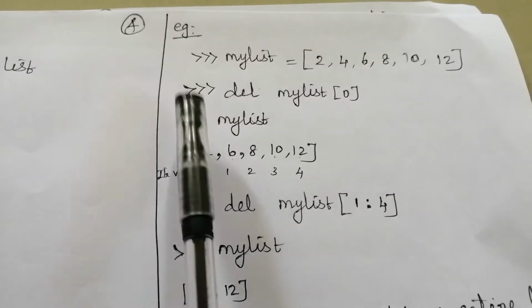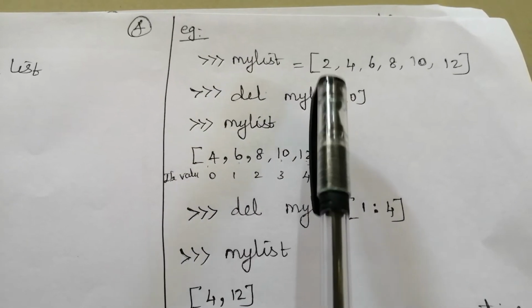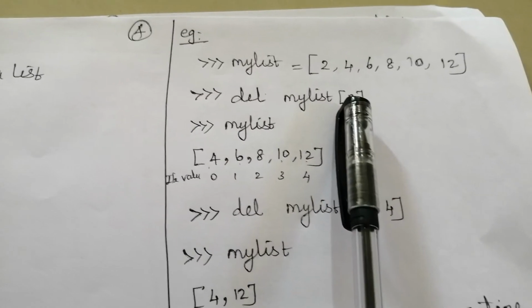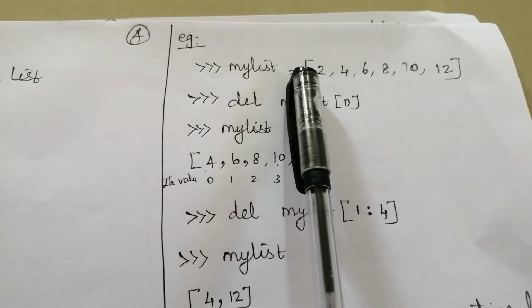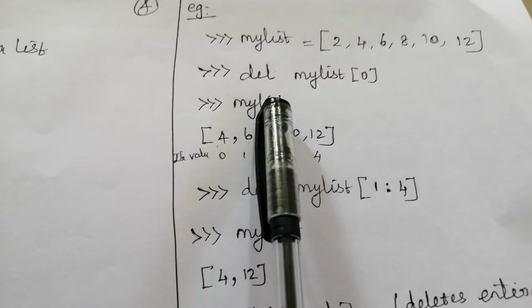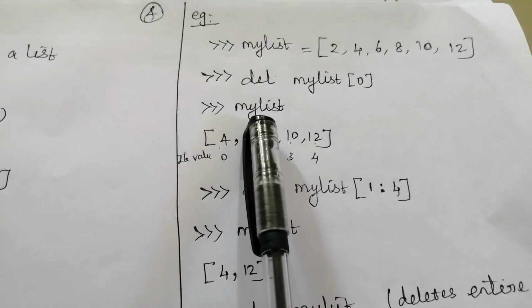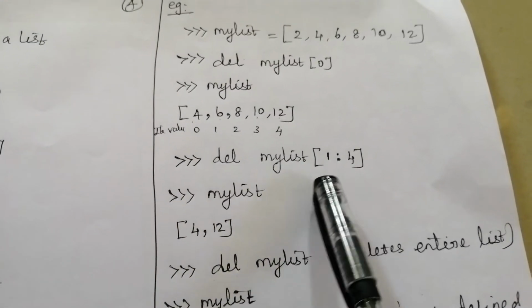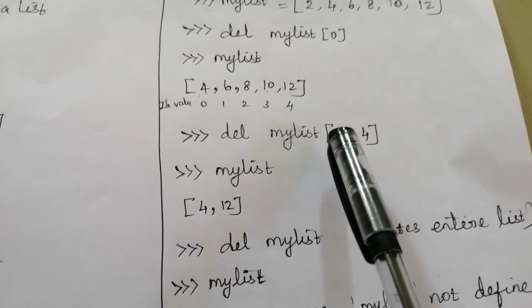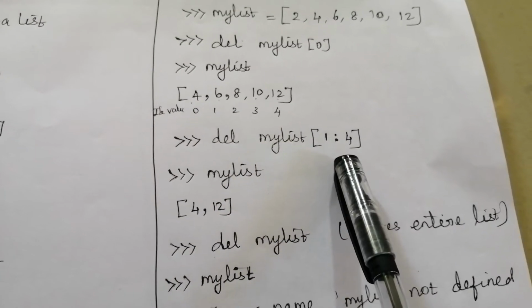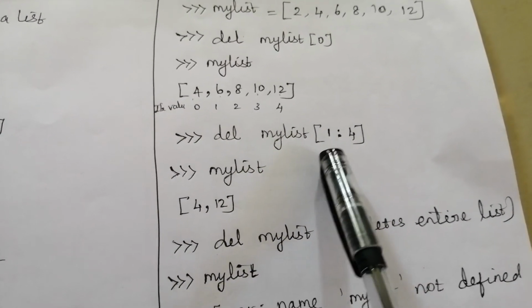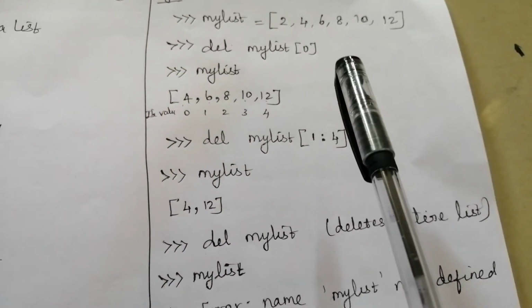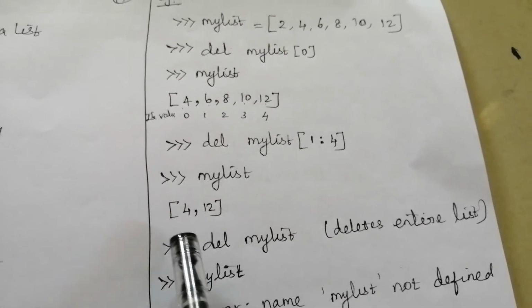Consider this example. I have created my list. I am going to delete only one item from the list. I have specified the index value 0. This 2 has been deleted from the list. After that I have displayed the output here. This is my list. Next I am going to delete a range. I have specified the index value as 1:4. So automatically it deletes the elements located at positions 1, 2, 3. Those elements will be deleted and it displays the output as 4 as well as 12.